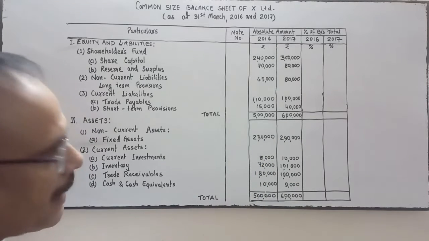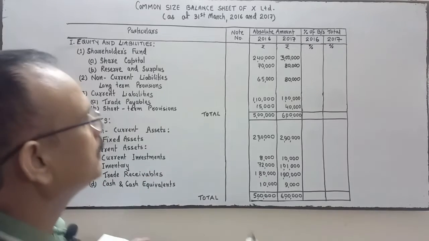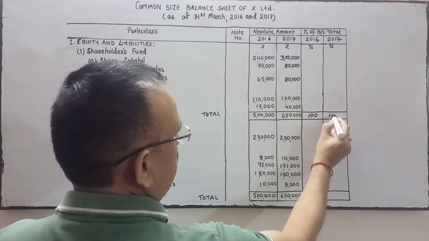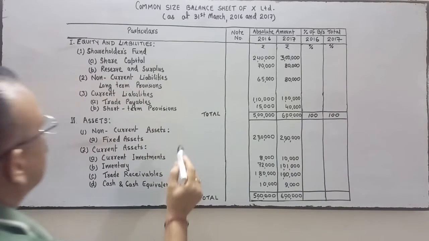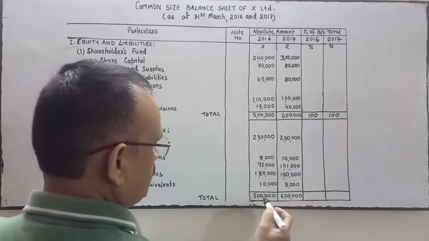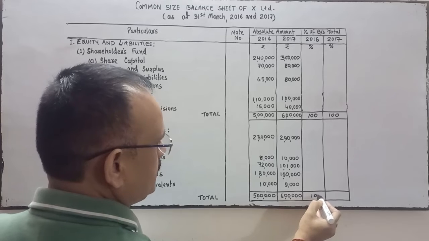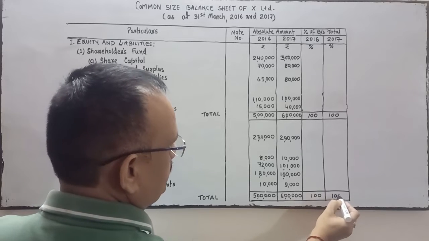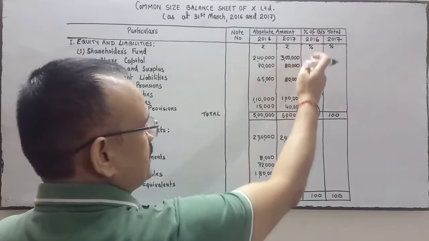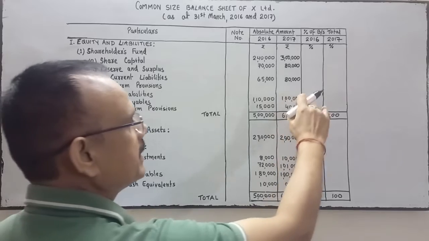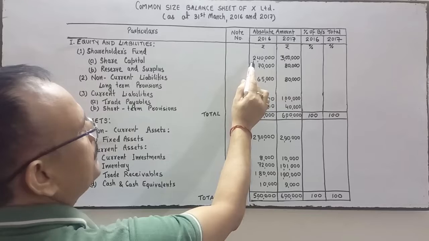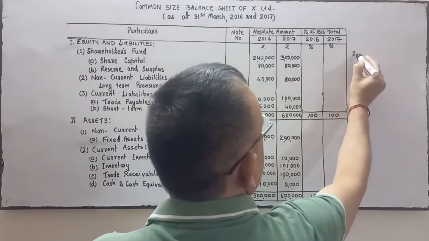Okay. Thereafter, now the actual work starts. You take 100 as the base. Total equity and liability will be taken as 100. Similarly, total assets will be taken as 100, and thereafter we will find out the individual items. So we start with 2016, first 2016, thereafter 2017. Now 2016, your share capital is 2,40,000.